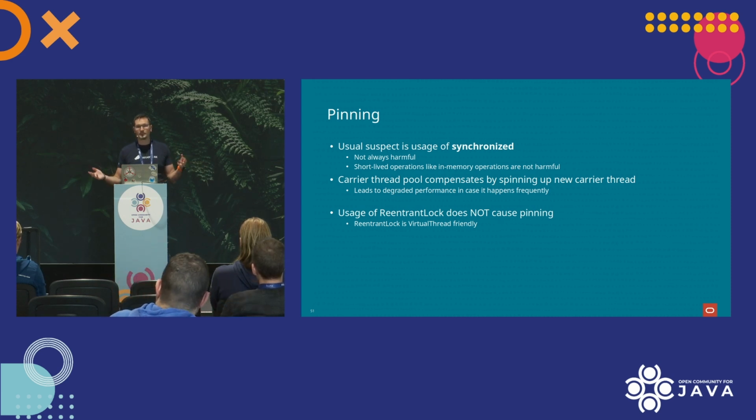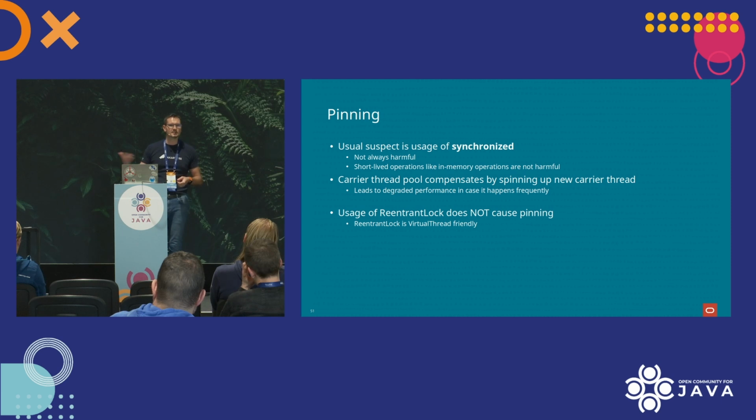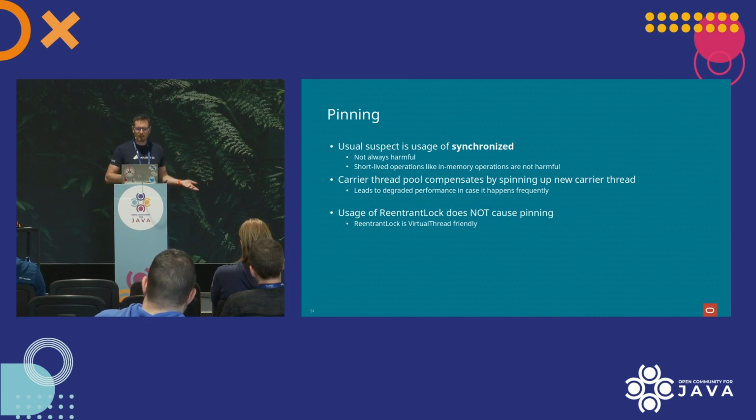It's not always harmful if it's really short-term blocking. By default, 20 milliseconds is considered short-term blocking. So, for example, if you are using ConcurrentHashMap, there is synchronized inside, but it's usually not a problem because you are using it for very quick logic. Short-lived in-memory operations are not harmful. In case of pinning, the carrier thread pool compensates by spinning up additional carrier threads, so it doesn't stop working. The performance will just degrade because it will have to start new carrier threads, and we are back to the physical threads and how expensive they are. Reentrant locks don't cause pinning. They are completely safe. They are virtual-thread friendly.